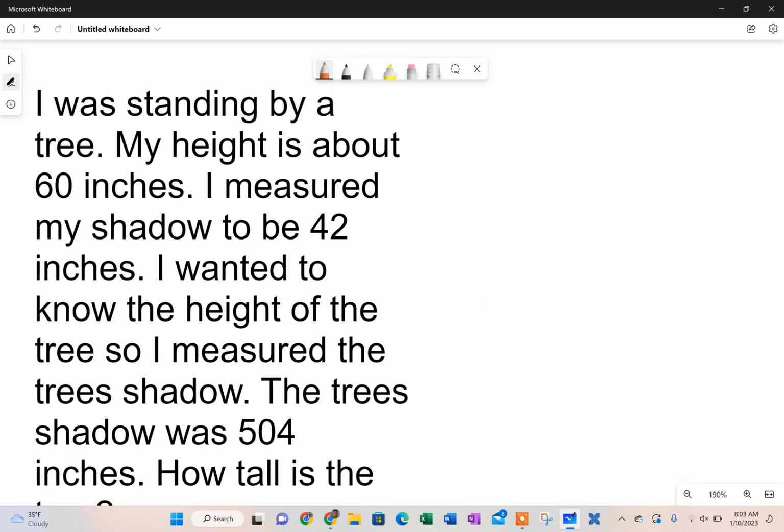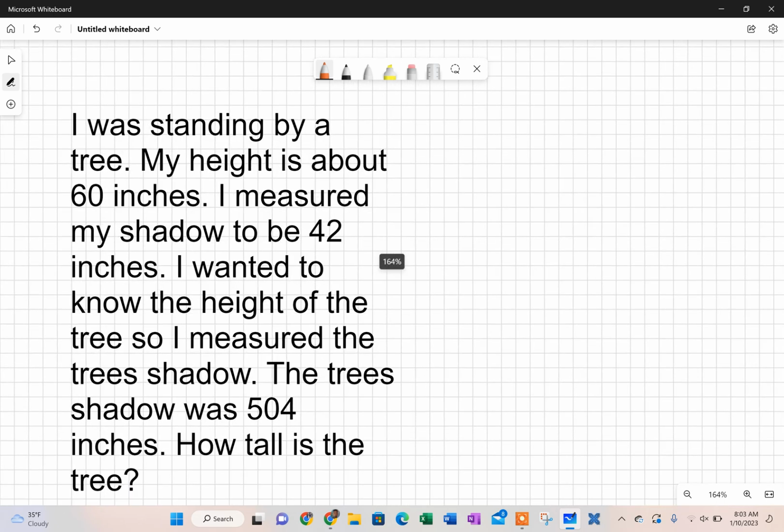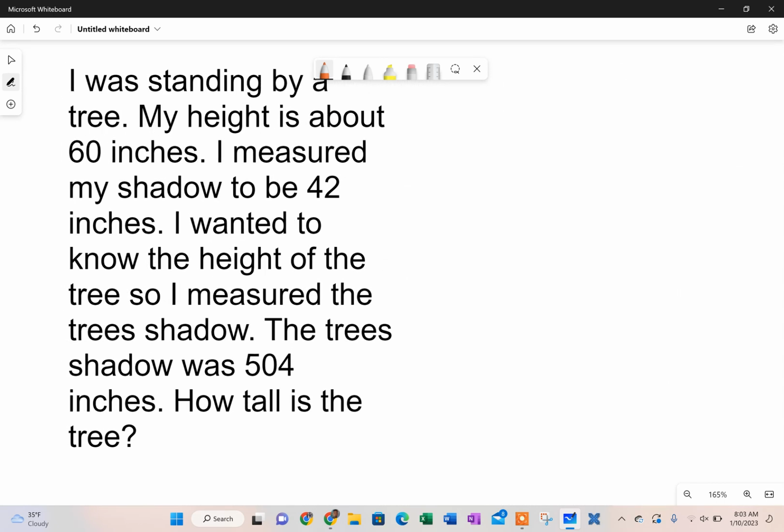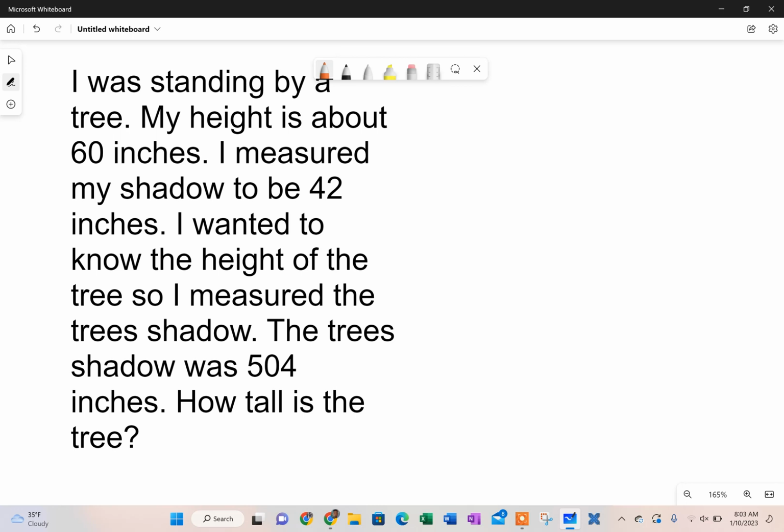It says, I was standing by a tree. My height is about 60 inches. I measured my shadow to be 42 inches. I want to know the height of the tree, so I measure the tree's shadow.